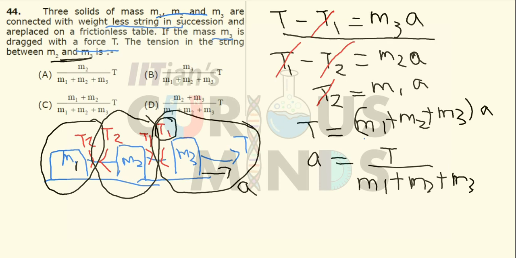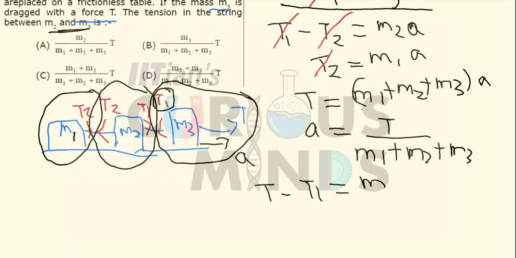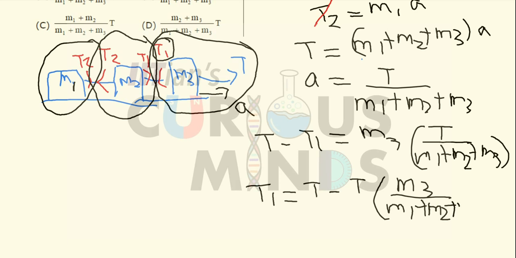So I will substitute the value of a at this point. T minus T1 is equal to m3 into a, which is equal to m3 into T divided by m1 plus m2 plus m3. Now over here I want to calculate the value of T1. So T1 will be equal to T minus T into m3 divided by m1 plus m2 plus m3.